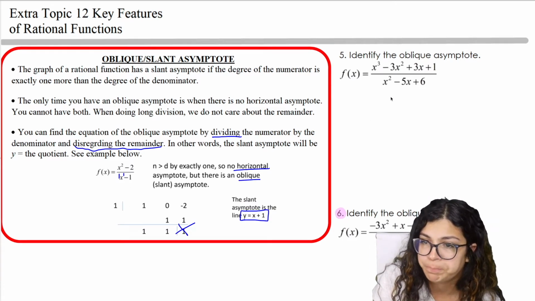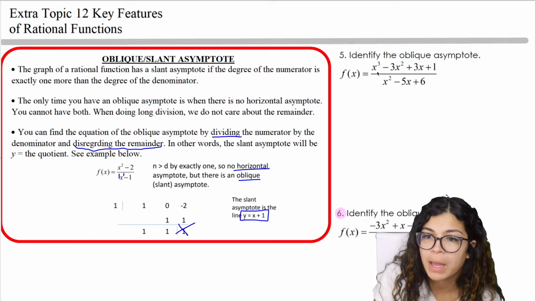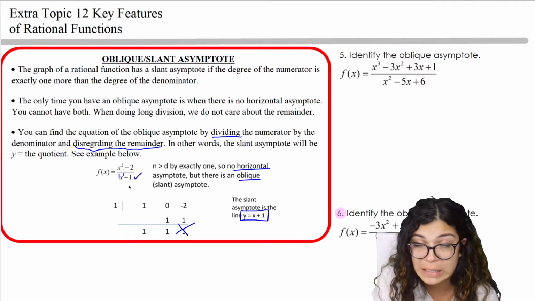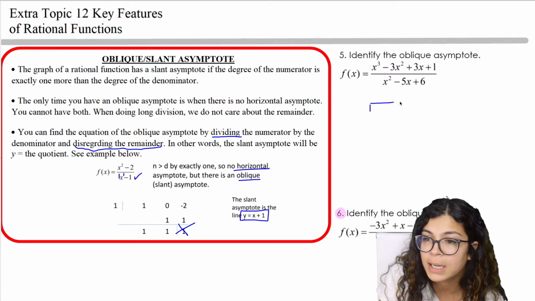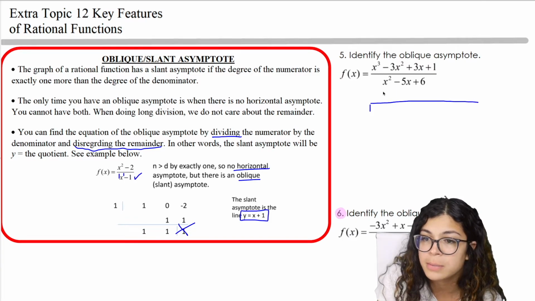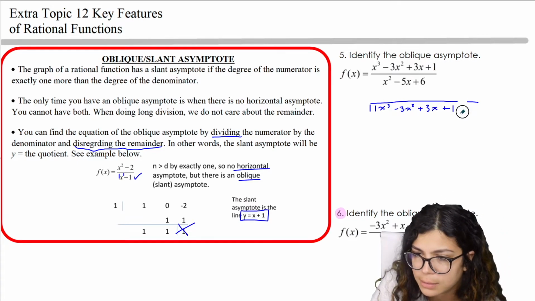So let's do an example. Identify the oblique asymptote. Okay, so we're dividing here x cubed minus 3x squared plus 3x plus 1 over this quadratic. Now this is not as nice as before where it's in the format x minus c. So we're going to have to do long division. Remember, for long division, you want to fill in any holes if there are missing terms, but in this case we don't have any. We have 1x cubed minus 3x squared plus 3x to the power of 1 plus 1x to the power of 0, but I don't have to write the x to the power of 0.